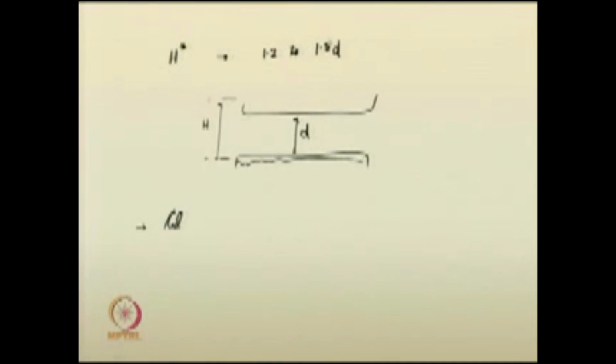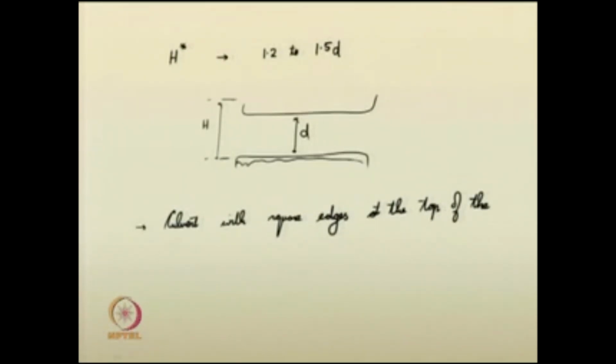Some of the experiments also suggested that for a culvert with square edges rather than round edges at the top of the entrance, if the edges of the culvert are square like this, many experimental investigations suggested the flow will not be full in such culverts.